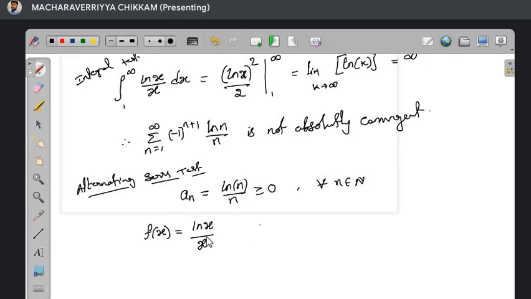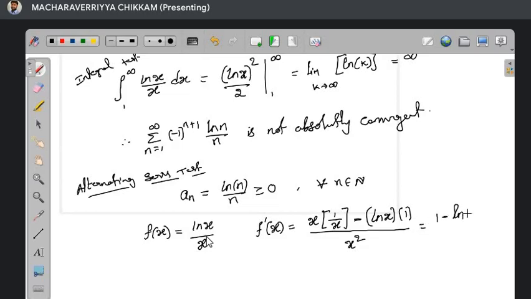So what do you do? Now you take the derivative of this function. So f dash of x, what is the derivative now? x times the derivative of ln x, which is 1 by x, minus ln x times the derivative of x, over x squared. This is the derivative, right? And if I write it clearly, this is (1 minus ln x) over x squared.